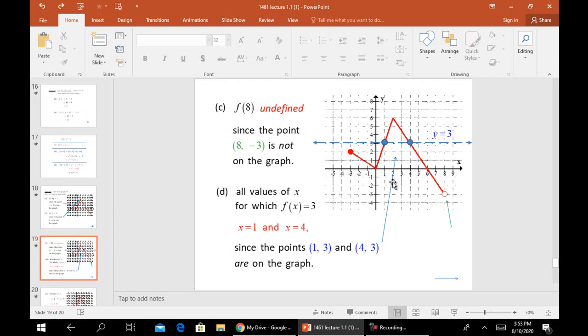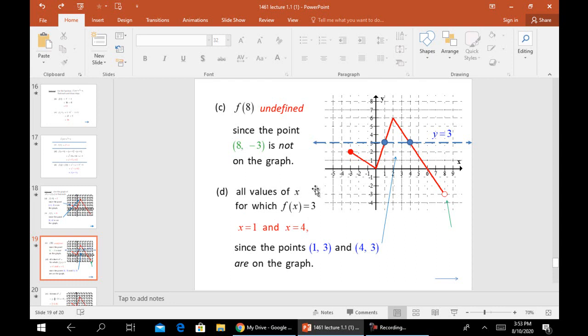What is f of 8 here? Well, you see that you have a circle here, which is like a deleted circle, so that means that f of 8 is not defined. Notice that f of negative 3 is defined because this is a filled-in circle here. So f of negative 3 is actually 2.